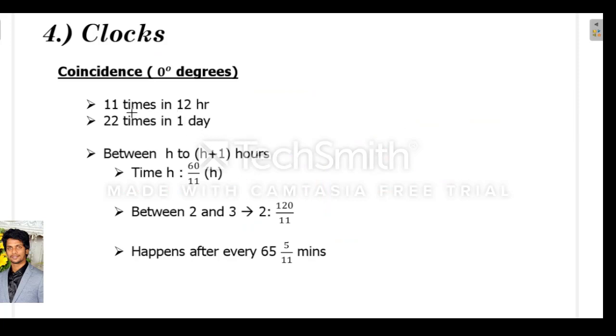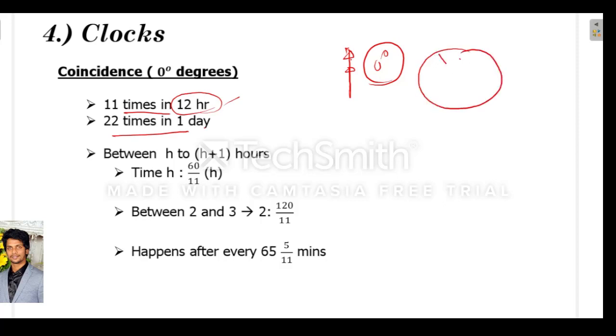Next is coincidence. Coincidence means the angle between the hours hand and minutes hand will be 0 degrees. This happens 11 times in 12 hours and 22 times in one day, because when we see a clock, between 11 and 1 it happens only once, exactly at 12, and the rest of the time, between 1 and 2 once, 2 and 3 once, 3 and 4 once. Like this, in 12 hours coincidence happens 11 times, and in one day 22 times.